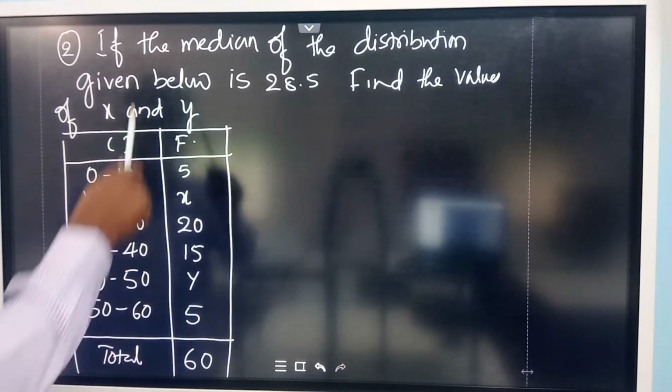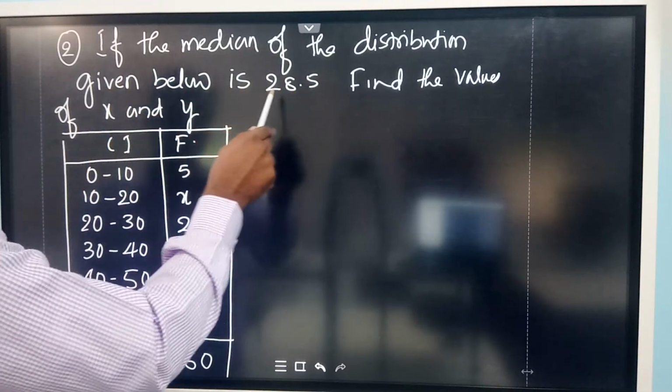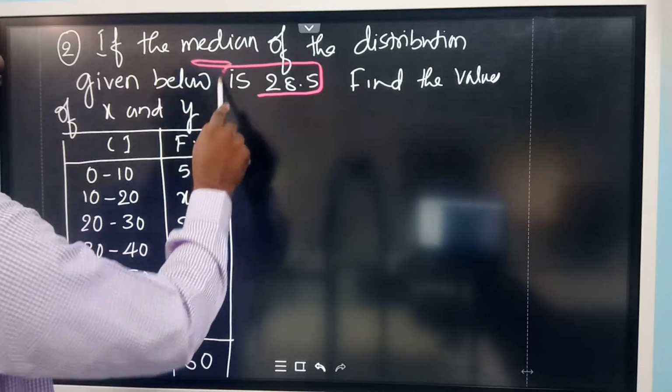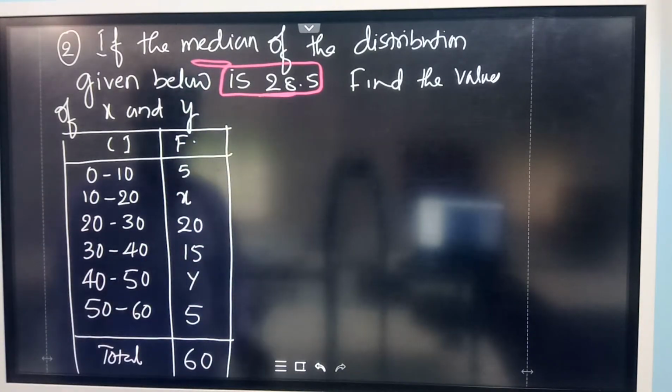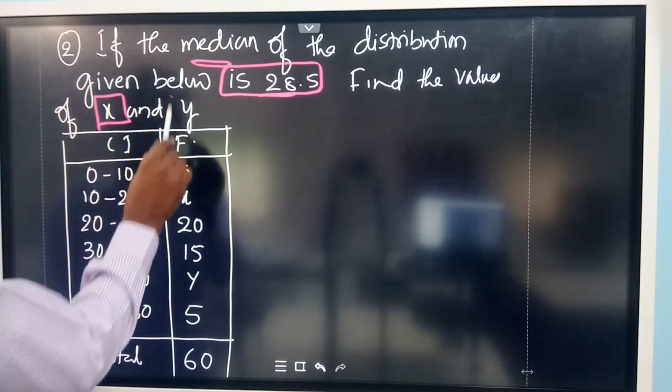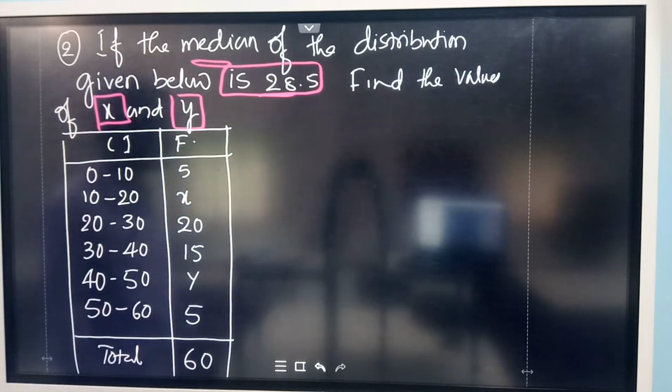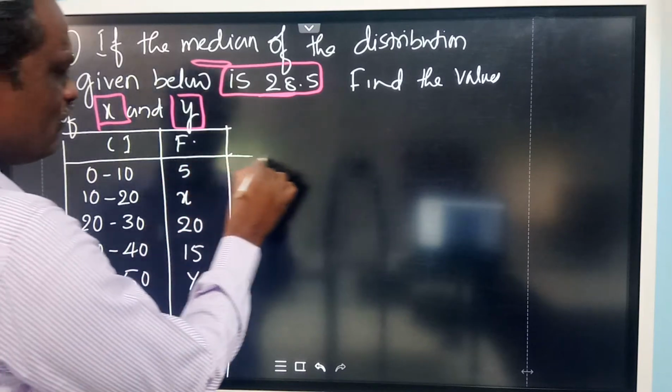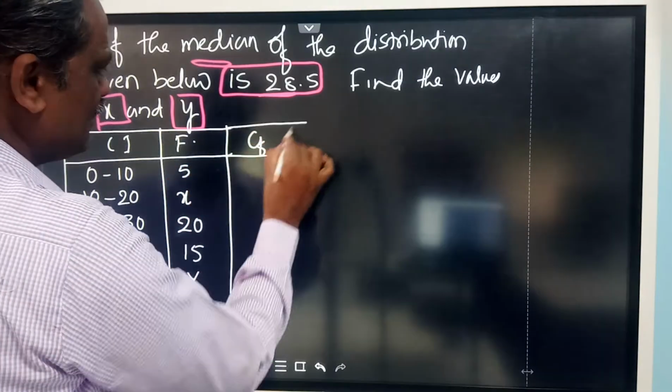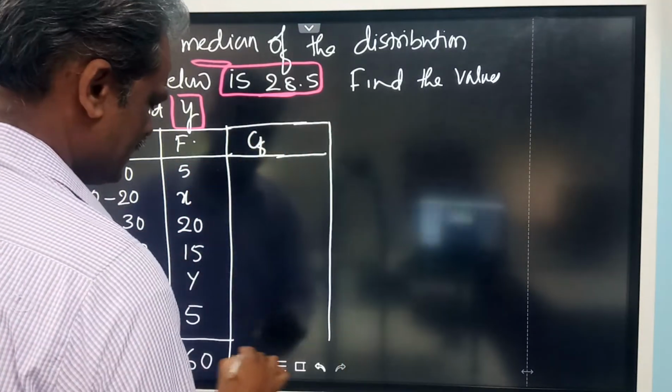Question number 2. If the median of the distribution given below is 28.5, find the values of x and y, the missing frequencies. To calculate the median, we need to find the cumulative frequency. Let us find the cumulative frequency here in the same table.